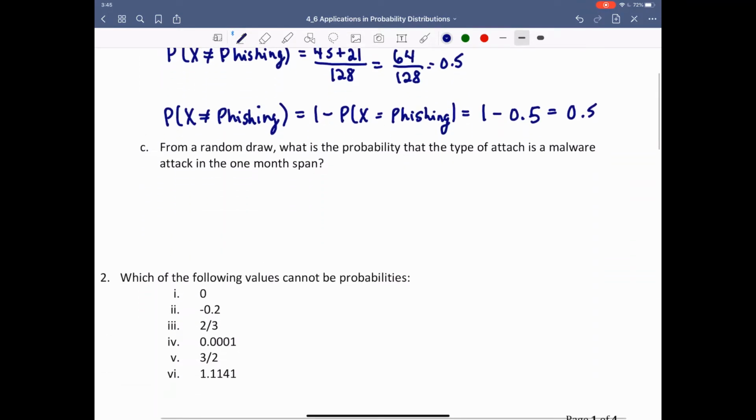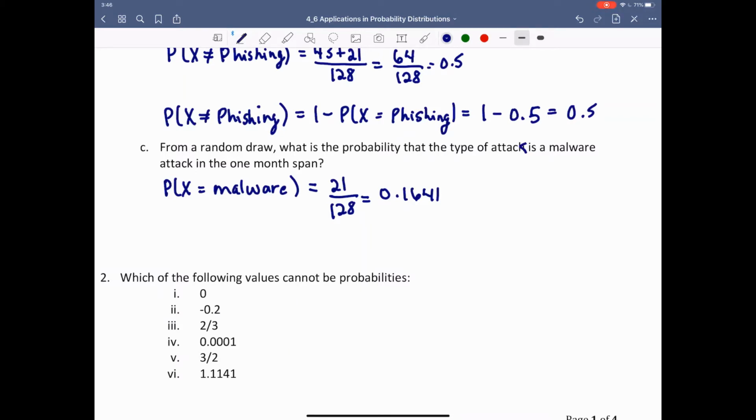In part C, we're asked, from the random draw, what is the probability that the type of attack, this should be a K, is a malware attack in the 1 month span? So P of X equaling malware. There are 21 attacks that are malware to be expected out of the 128. So 0.1641, a 16.41% chance of occurring.